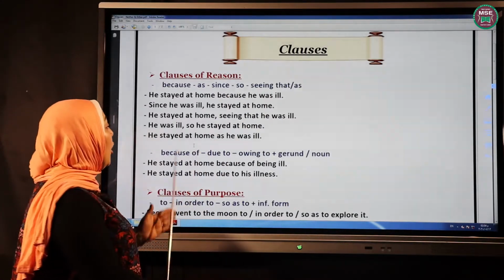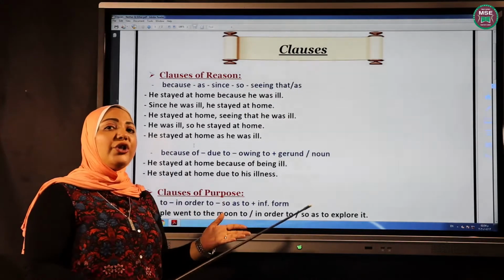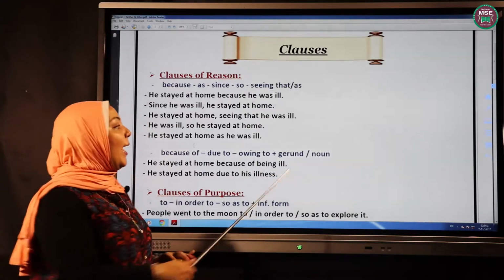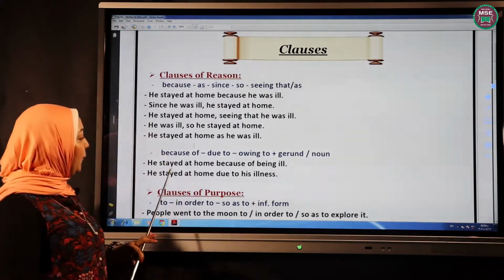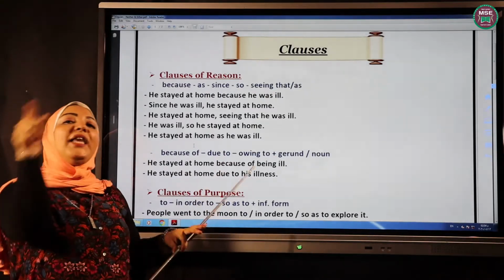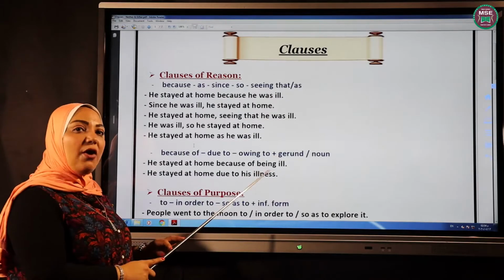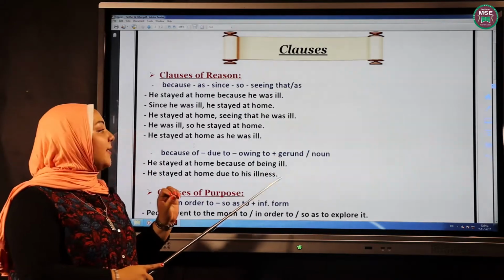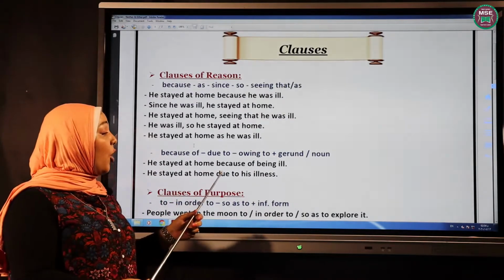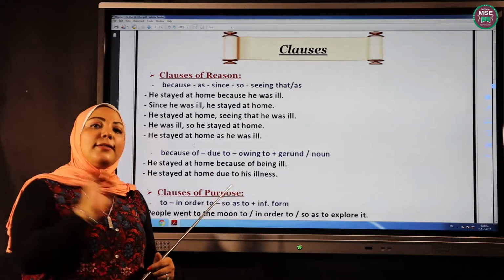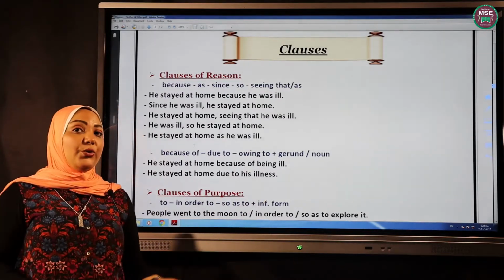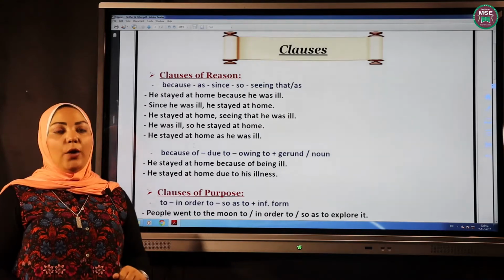But here, because of, due to or owing to are followed by a gerund, which is verb plus ing, or a noun. For example, he stayed at home. Why? Because of being ill. So here we made use of verb plus ing, being ill, a gerund. Or he stayed at home due to his illness. In this case, we used the noun. So both are correct, either to use the gerund or the noun.